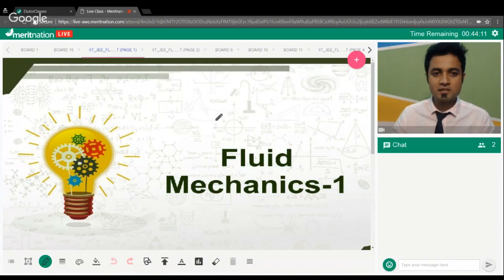So guys, last time we were discussing the properties of solids, and we had taken some questions as well that came in the last year of JEE. This time we are discussing fluid mechanics, which we have divided into two parts. In fluid mechanics 1, we'll discuss the pressure exerted by liquids, surface tension, viscosity, and so on. In fluid mechanics part 2, we'll discuss the equation of continuity and Bernoulli's theorem.